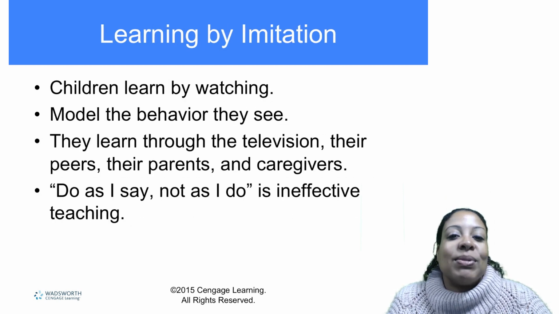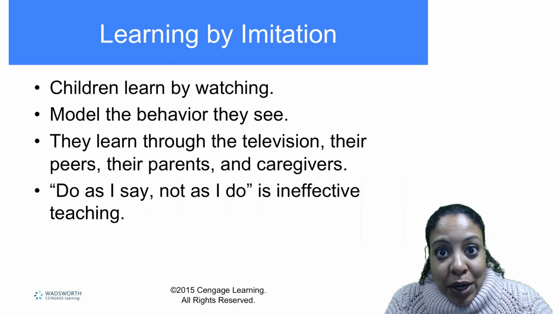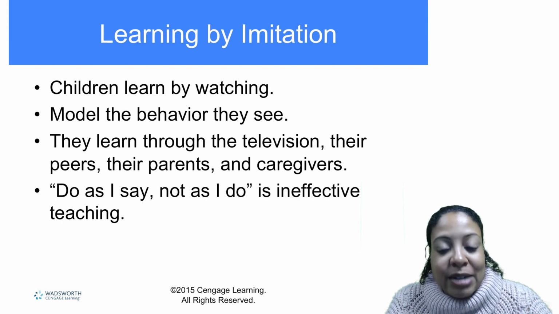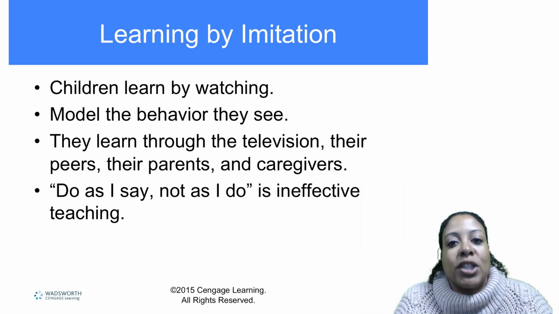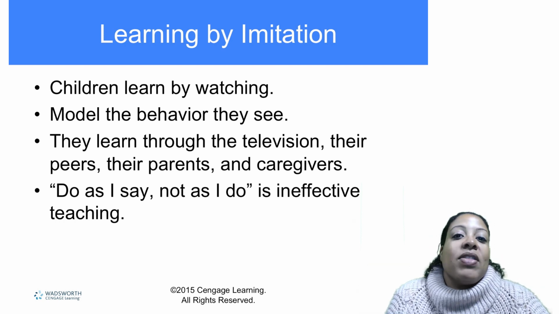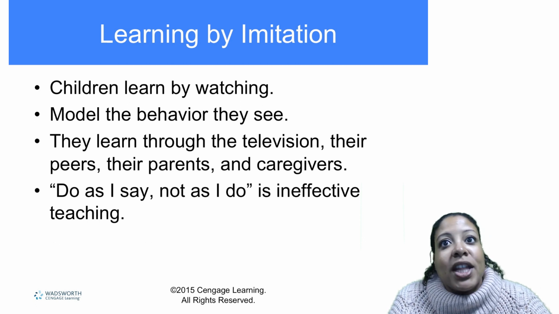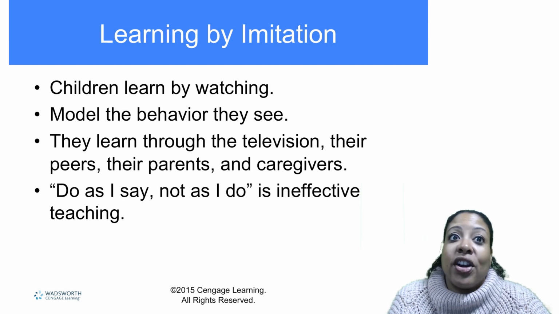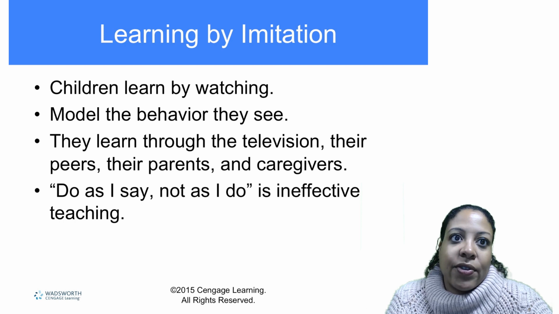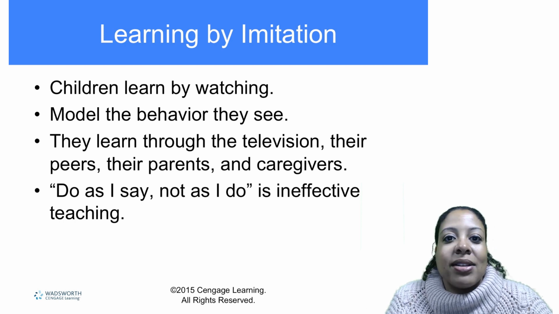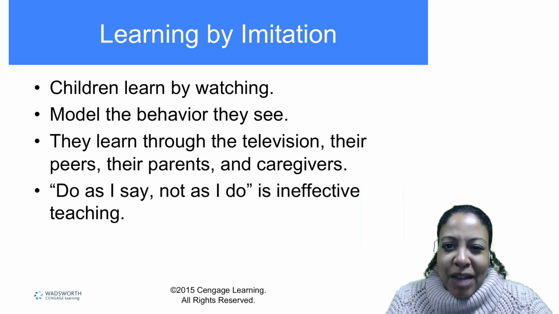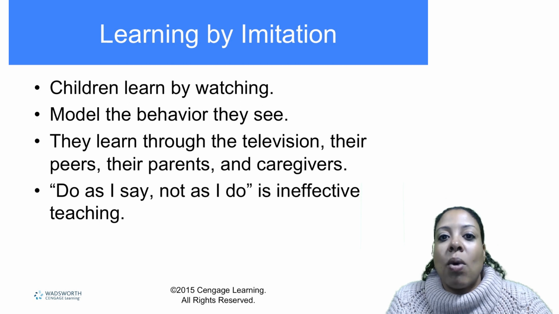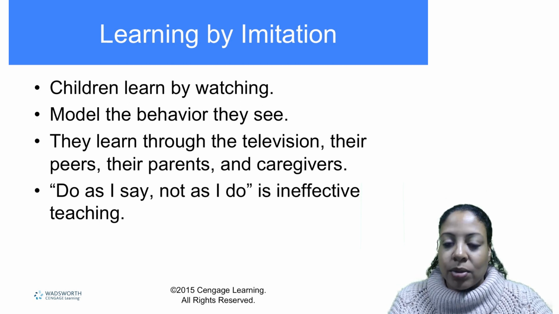Learning by imitation. Children learn by watching, as we know. Things that we maybe don't want them to learn, but they learn everything, just like they soak it up like sponges. I'm sure you've heard that saying. They model the behavior that they see. They learn through the television, their peers, their parents, and other caregivers. Do as I say, not as I do is ineffective teaching. Sorry, guys. I'm guilty of that one too, but we have to be more conscientious about what sort of examples we're modeling to children.